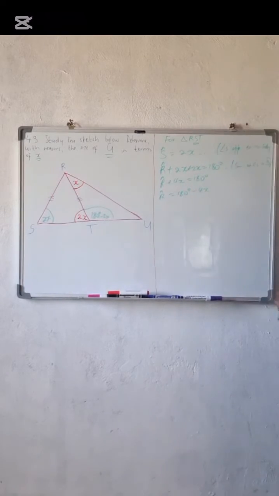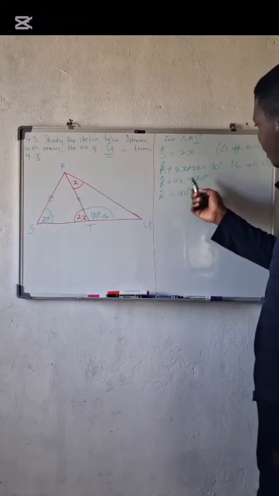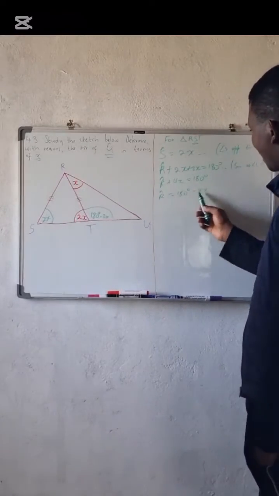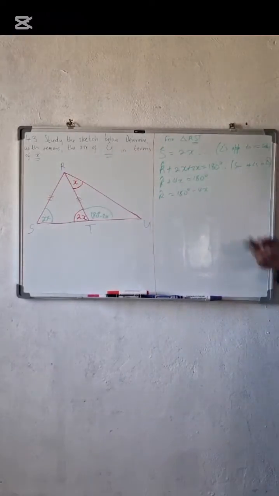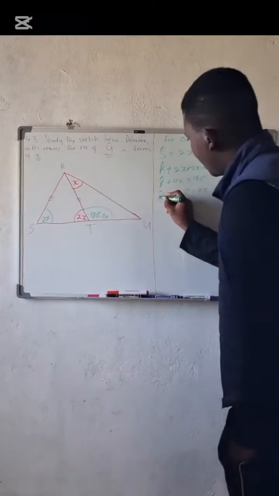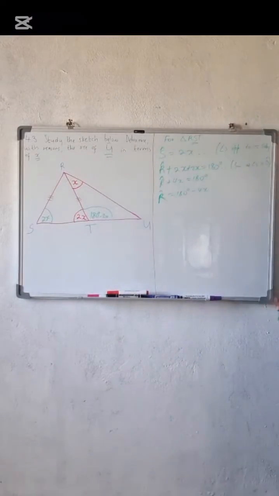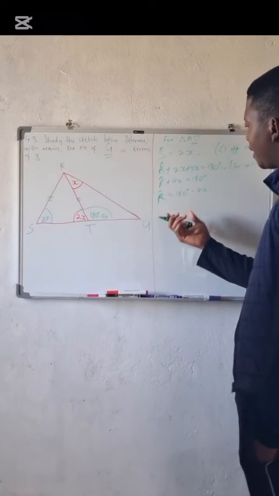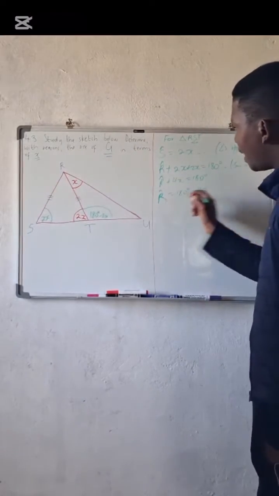Can you see what I did here? Added 2x and 2x are like terms, which is 4x. Then I need to take 4x to the other side, it will be negative 4x. And you know I've been doing this, so I can't keep explaining everything step by step. So now R is written in terms of what? In terms of x. So this is my R.